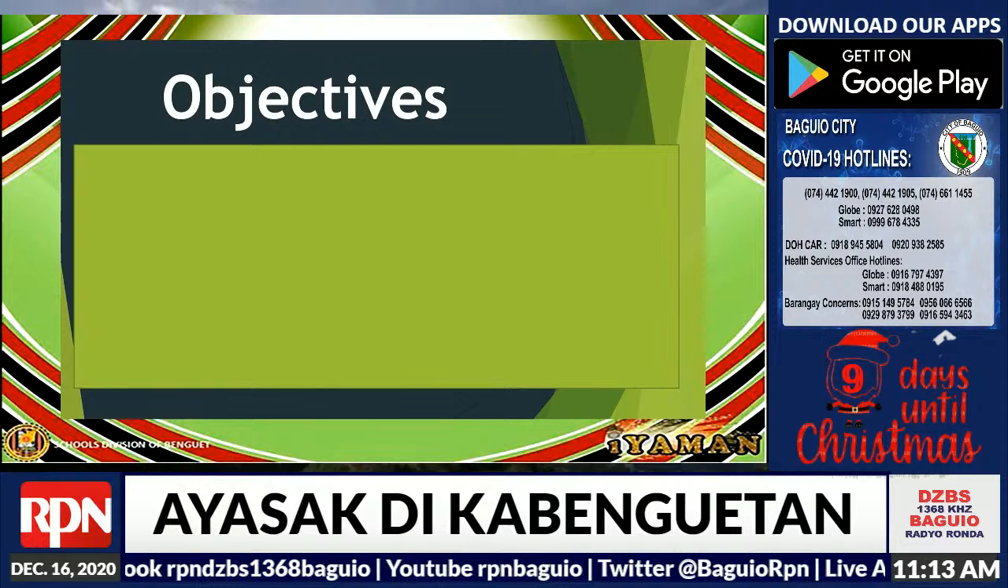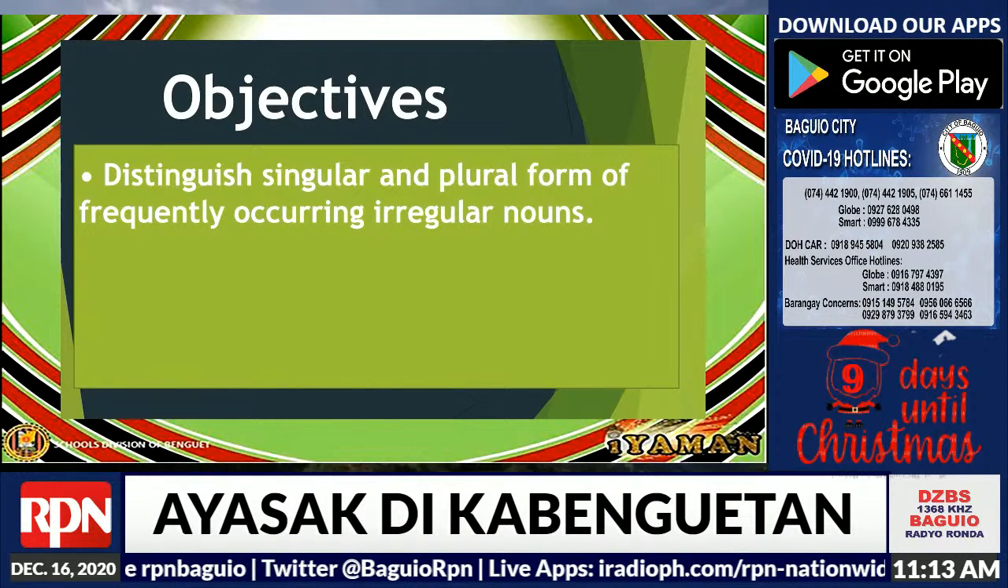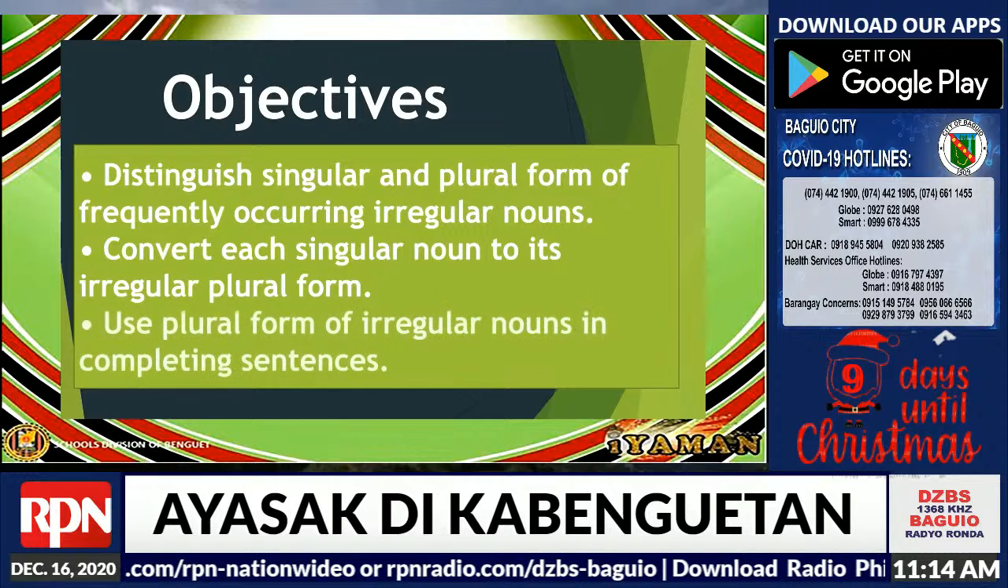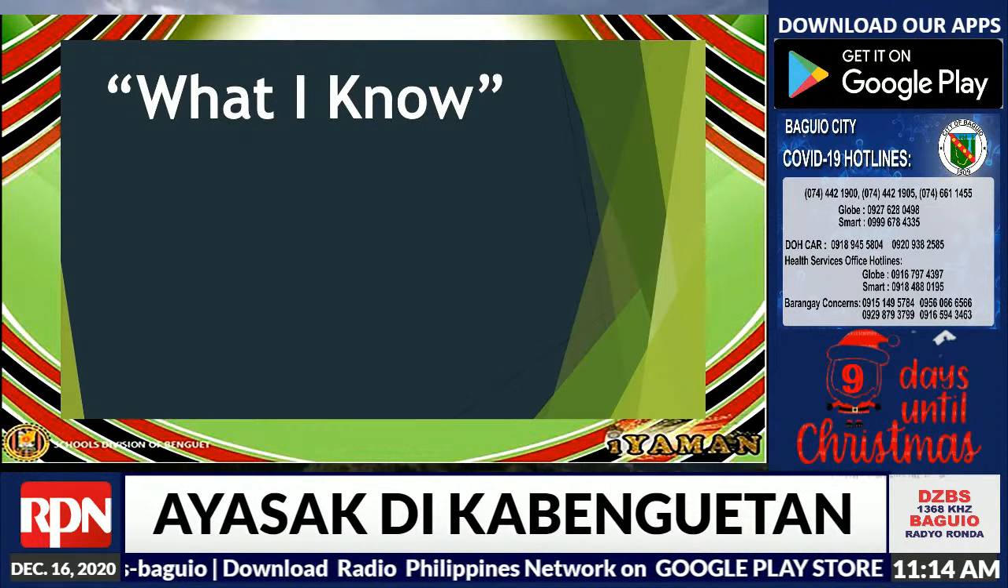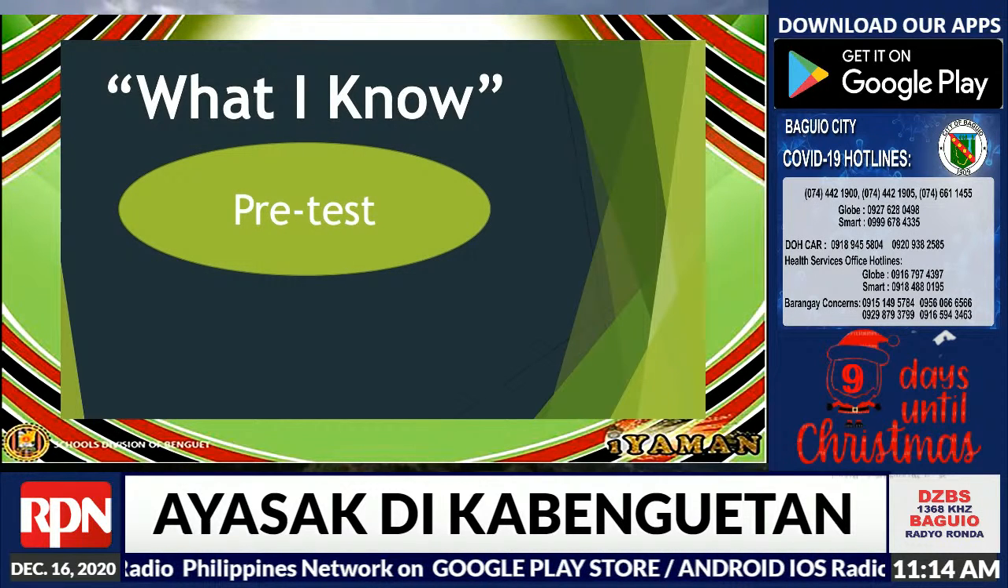After studying this module, you are expected to be able to distinguish singular and plural forms of frequently occurring irregular nouns, convert each singular noun to its irregular plural form, and use the plural form of irregular nouns in completing sentences. Before we proceed to the lesson, kindly answer the pretest, or What I Know.